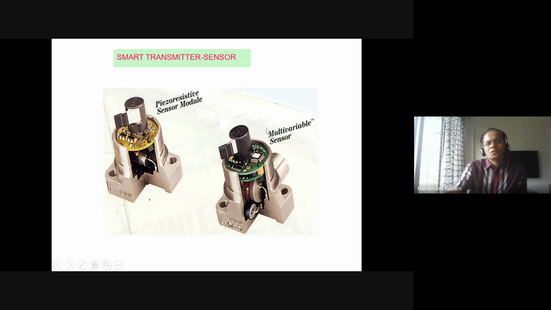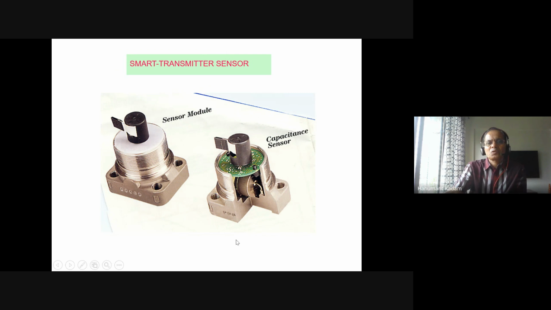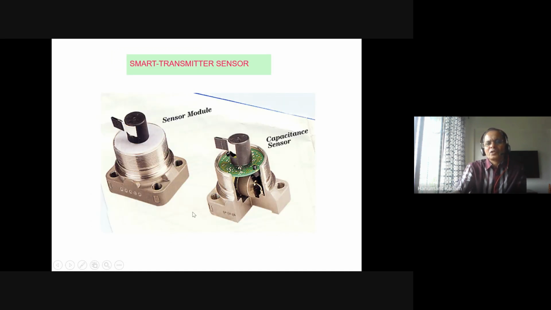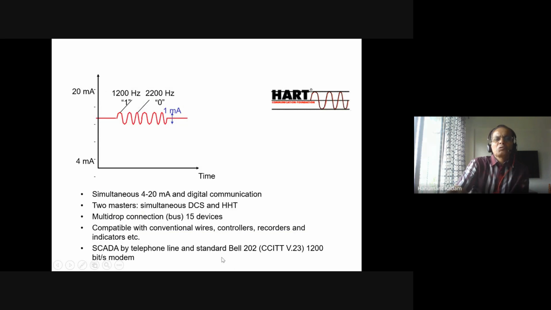So this is a piezo-resistive sensor module, multi-variable sensor module. These are sensor modules, capacitive sensor modules. So capacitive electronics we are talking about now. This is what is there inside this. So HART protocol we have discussed last year, but I am just refreshing you.